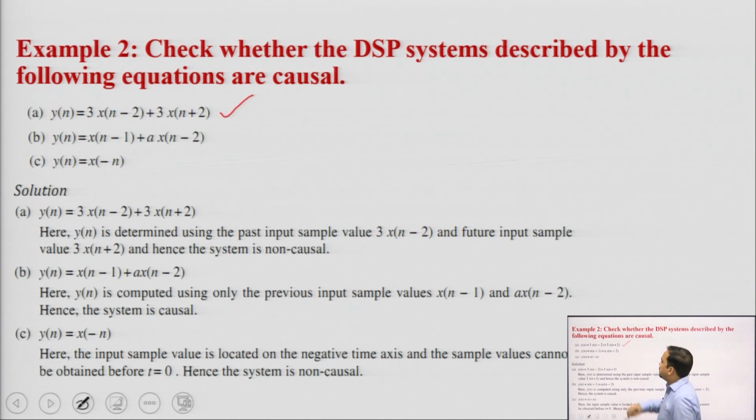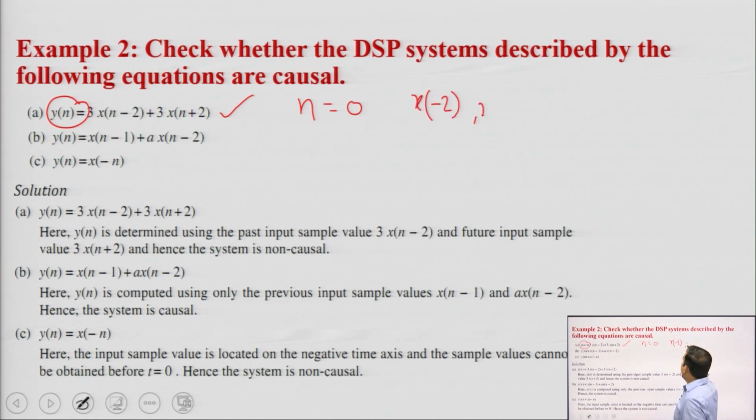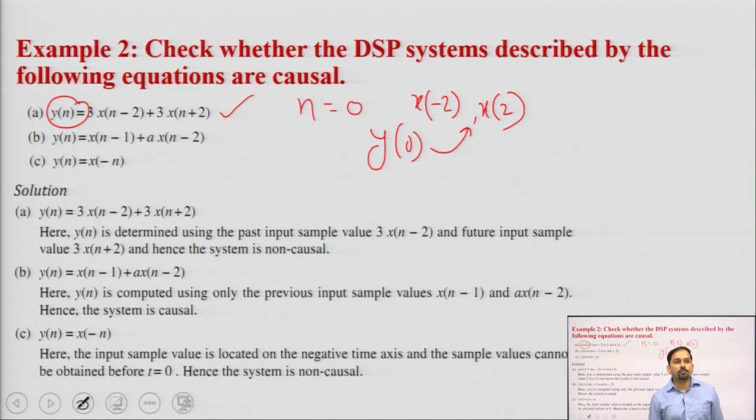Let us see this first case. y[n] equals 3 times x[n minus 2] plus 3 times x[n plus 2]. Clearly, if I put n equal to 0, the input will be taken as x[minus 2] and x[2]. So, corresponding to y[0], x[2] is a future value of input.